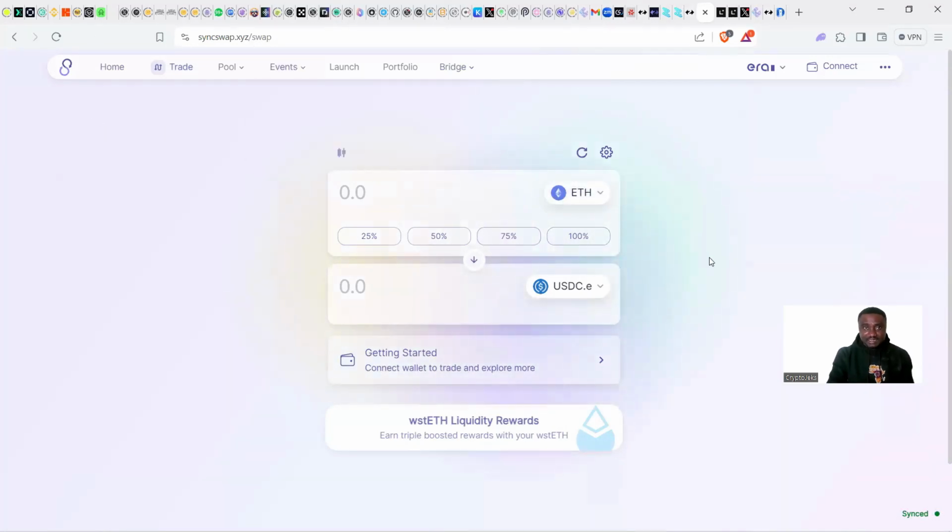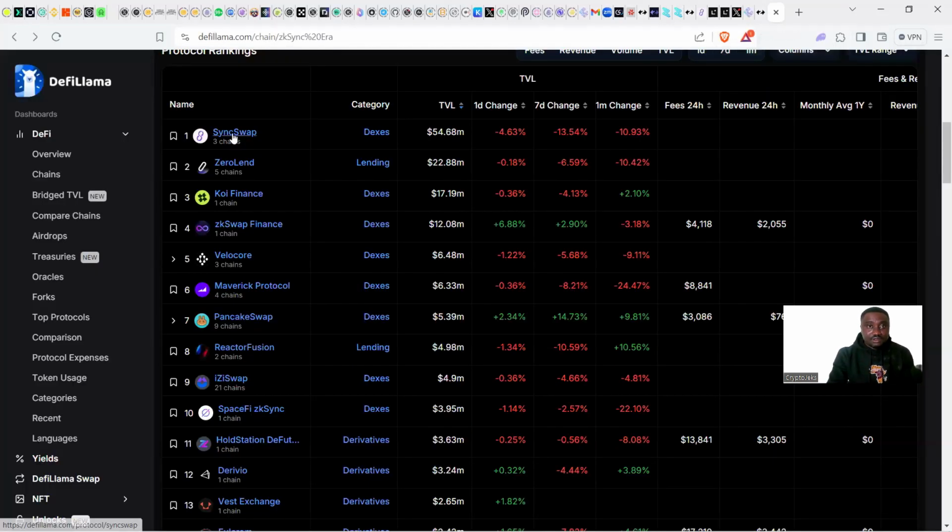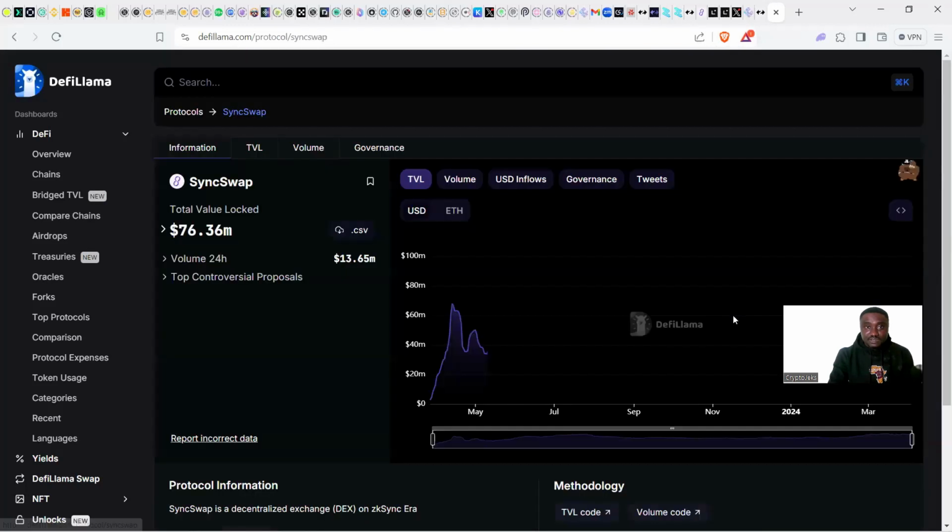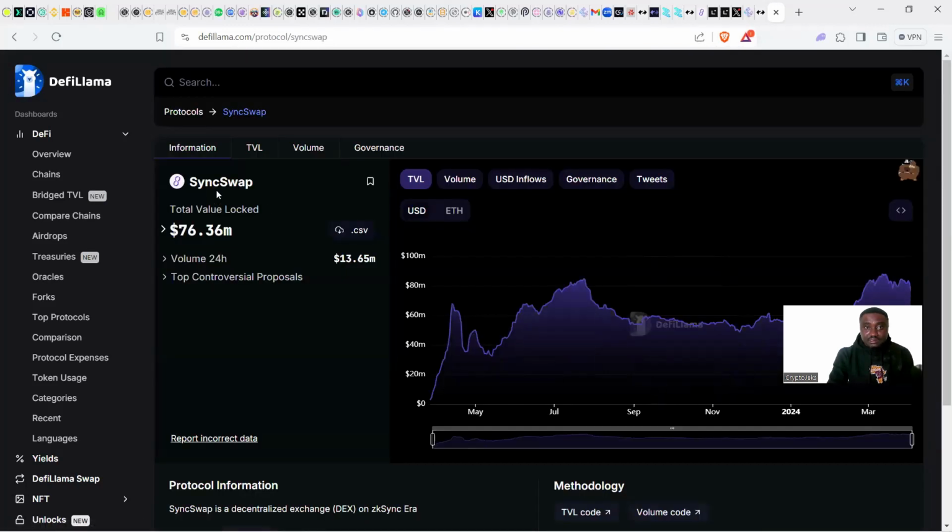SyncSwap is one of the biggest bridge protocols on Zksync. I think it is the biggest, even in terms of total value locked, TVL. Okay, Zksync SyncSwap is the biggest. So SyncSwap is a major consideration for the Zksync airdrop. If you haven't interacted with SyncSwap, you need to go do that.